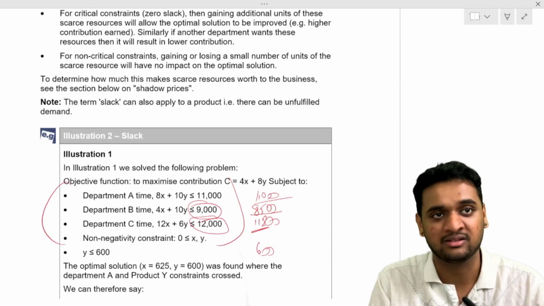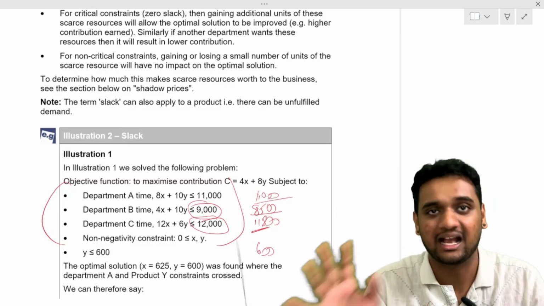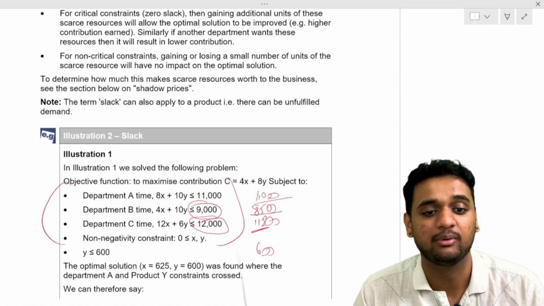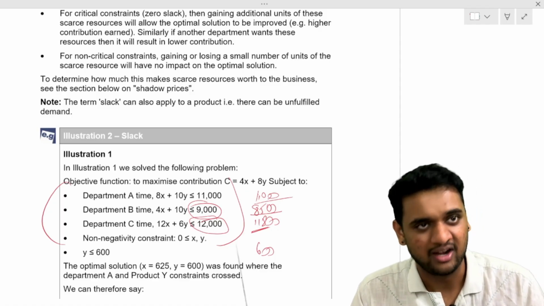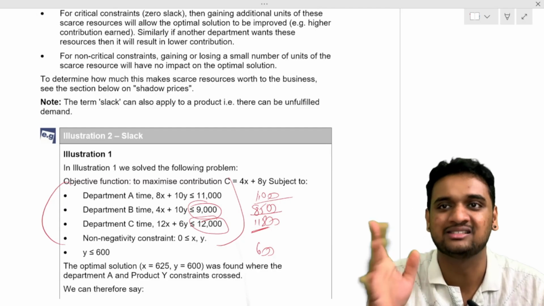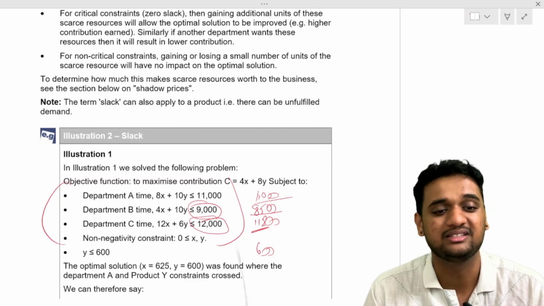In these departments, we will have something called slack. What is the slack time in Department B? 500. We have 9,000, we've used only 8,500 hours. 500 hours is slack, we have not used it. Department C, what is the slack?